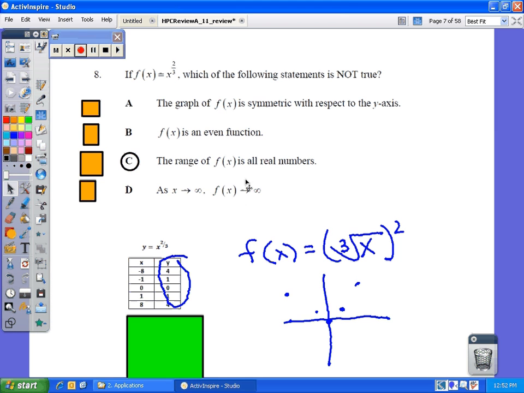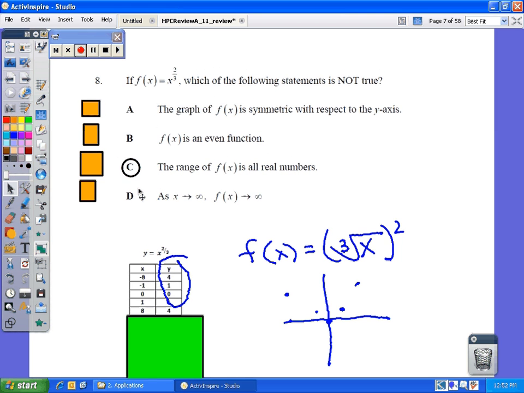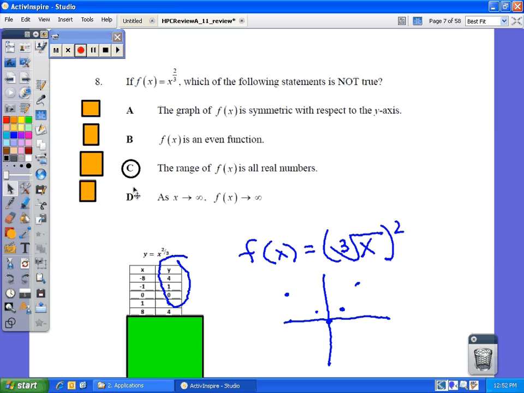But this is true. This should be D. I marked the wrong one. Okay, so this is not correct. Oh, I'm sorry. This is correct. And this is not correct. Because the range value is not all real numbers. It is only positive ones, whatever that graph looks like. Okay?